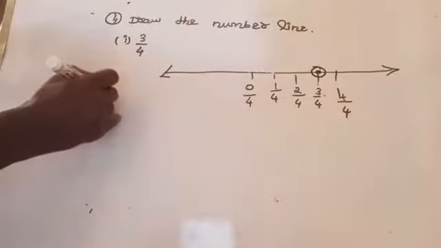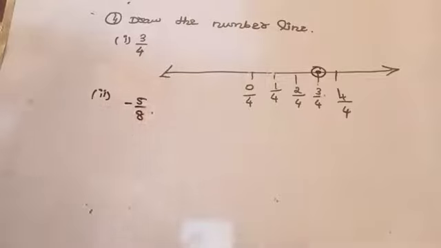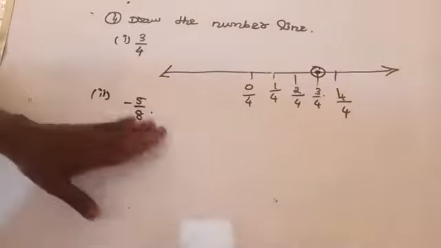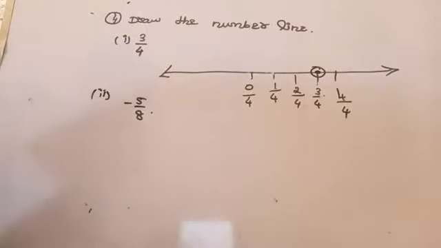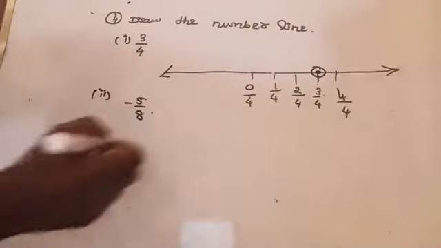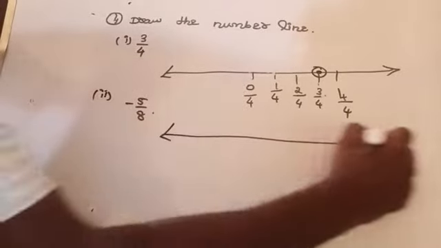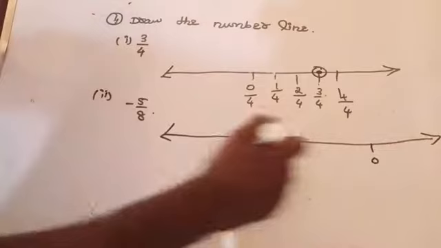Minus 5 by 8. It is a negative rational number. Leave that. Now just tell me, is 5 by 8 a proper or improper fraction? Yes, it is a proper fraction because the numerator 5 is lesser than the denominator. So it lies between 0 and minus 1, that means less than 0 and greater than minus 1.